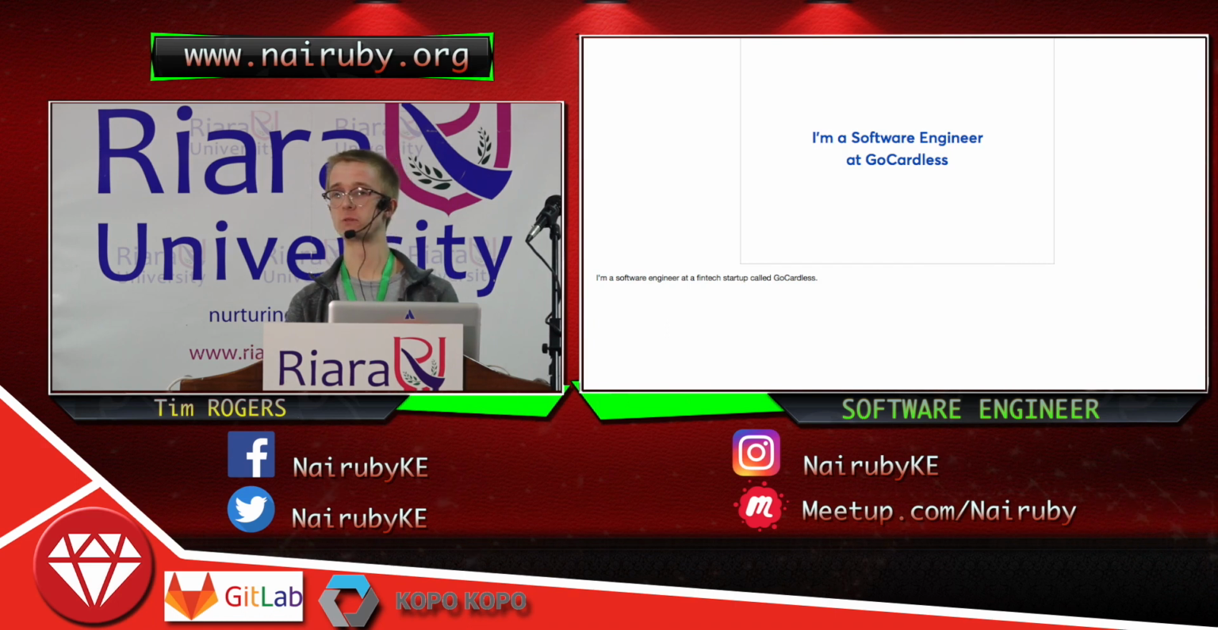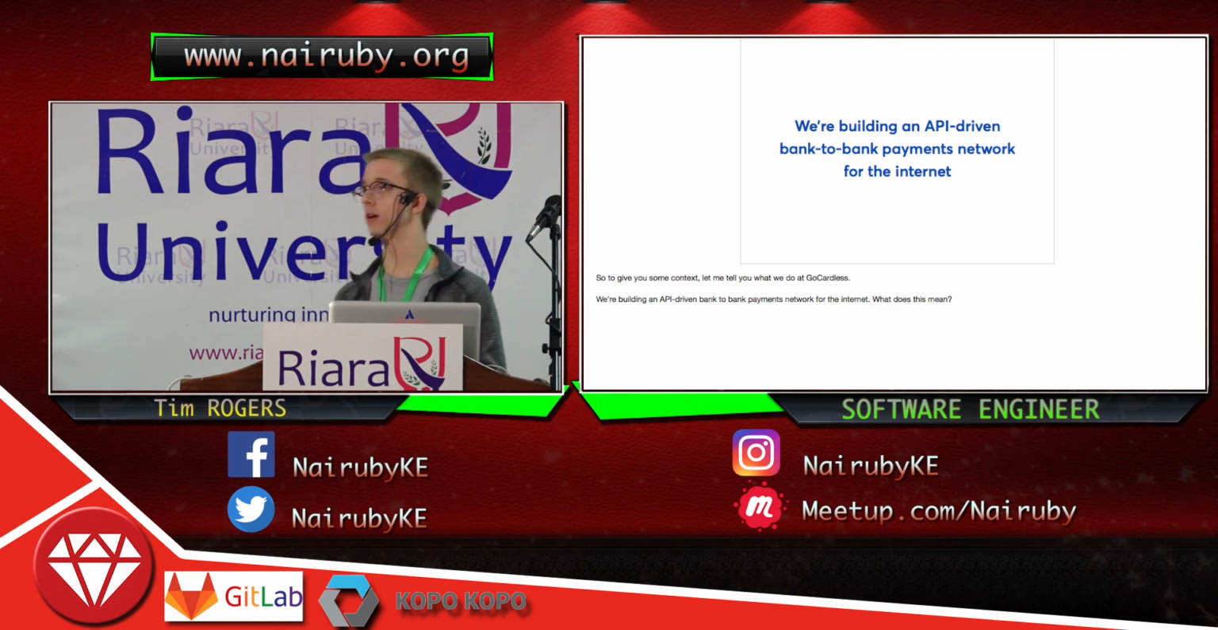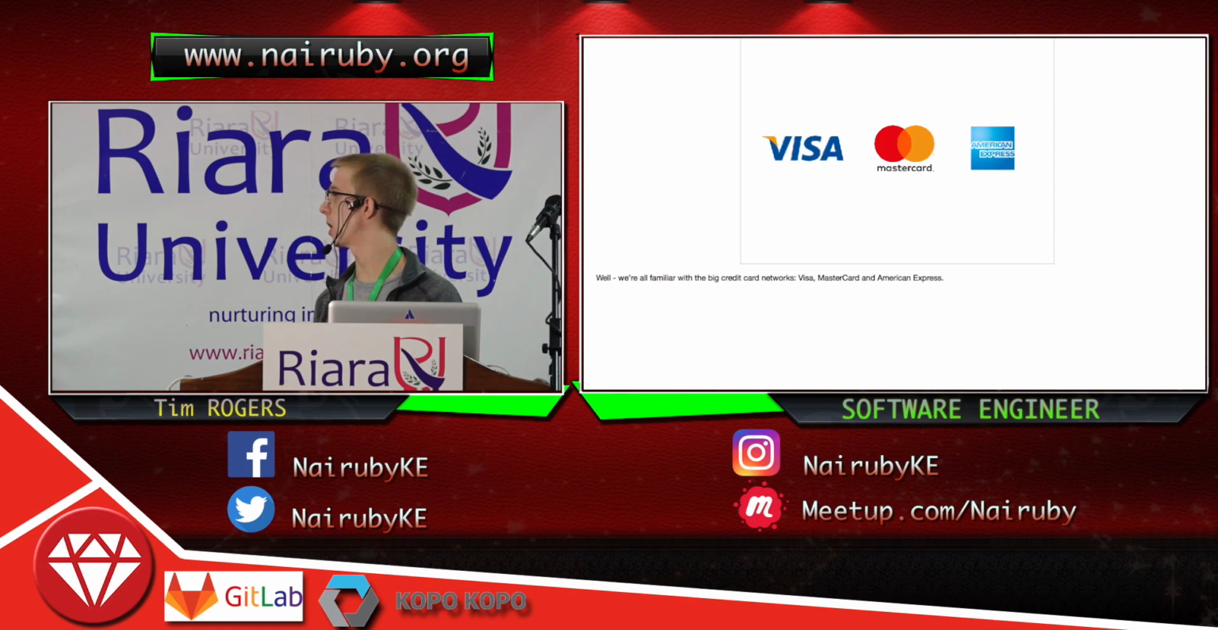To give you some context before I start talking to you about how to build APIs, I'd like to tell you a little bit more about what GoCardless is and what we do, so that you can see where my expertise comes from. At GoCardless, we're building a bank-to-bank payments network for the internet. So what does that mean? Well, we're all familiar with the credit and debit card networks, things like Visa, MasterCard, and American Express.